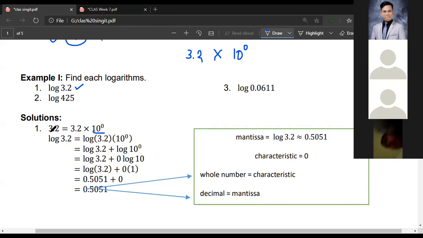So kapag class, nasa ones, di ba itong 3.2 nasa ones digit na siya. And actually class, we are not required or is it not necessary to rewrite 3.2 as scientific notation. That is why we need to what? To write 10 raised to 0. Kapag nasa ones digit pala, pwede natin siyang isulat as 10 raised to 0. So yun lagi ha. Okay.